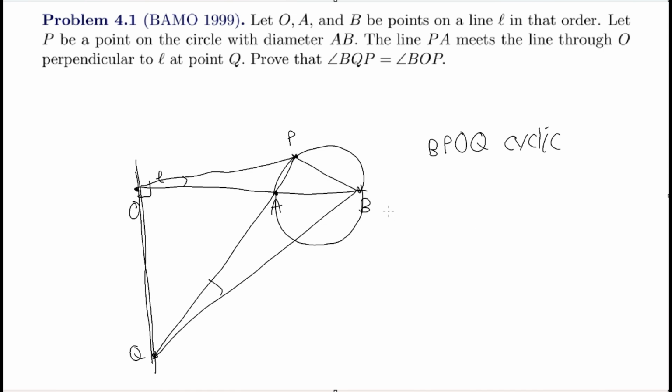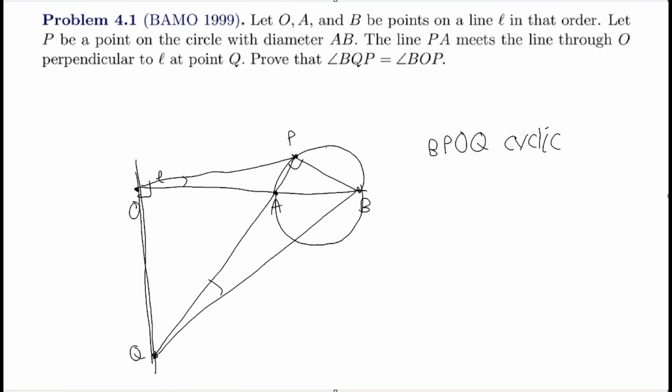So is this a 90-degree angle? Well, QPB is just angle APB because A lies on PQ. That's the other part of the problem we haven't used. So we want to prove that angle APB is 90 degrees. And we haven't used the fact that P lies on the circle with diameter AB yet. And therefore, by Thales' theorem, this is 90 degrees. So that means that QOB equals QPB, so the quadrilateral is cyclic, and we are done.